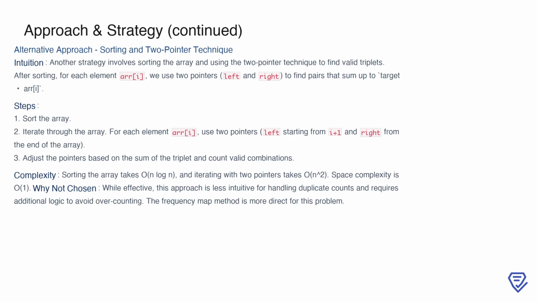While efficient, this approach has some drawbacks. Managing duplicates becomes more complex, as additional logic is needed to avoid overcounting the same triplets. This makes the two-pointer technique less intuitive and slightly more cumbersome compared to the frequency map method, which inherently handles duplicates more naturally. Therefore, while effective, this approach is not the most suitable choice for this particular problem.